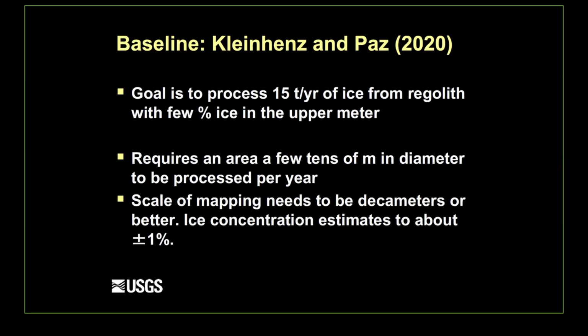And so 15 tons per year for this kind of concentration means working in an area that's a few tens of meters in diameter per year. We excavate and process the ice out of it. So if that's what you're looking for, then the scale of the mapping needs to be at that roughly 10-meter scale, but looking at lots of different craters. And the ice concentration estimates need to be good to about 1%. You need to be able to confidently estimate how much ice is there to roughly that level. And for this kind of discussion, I think that's good enough.